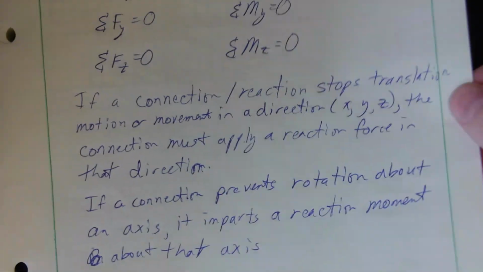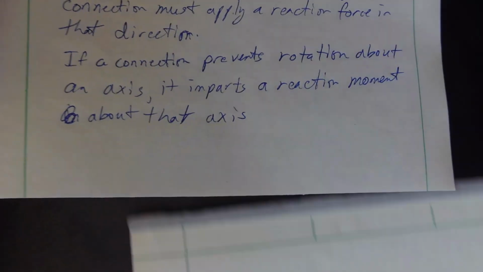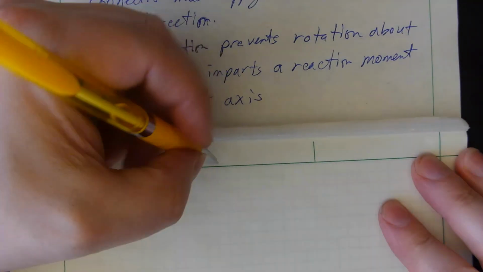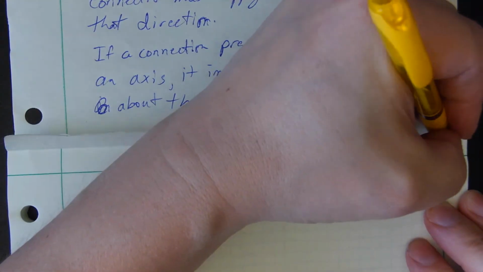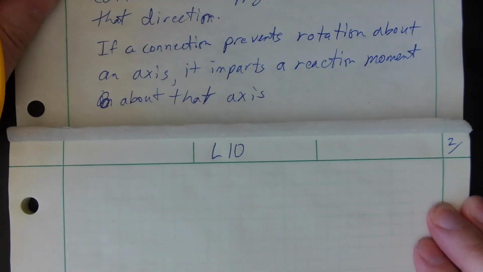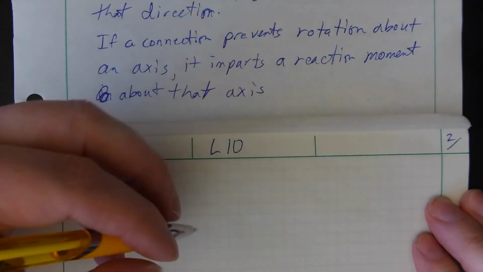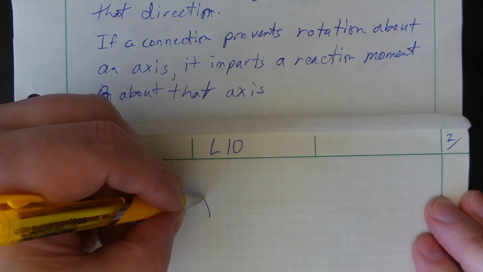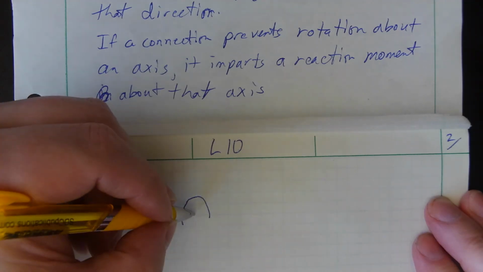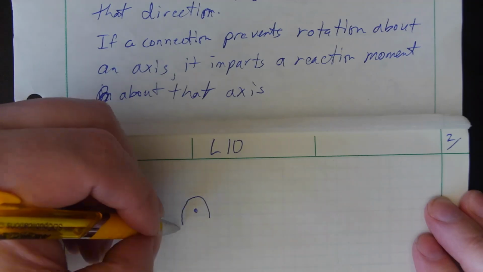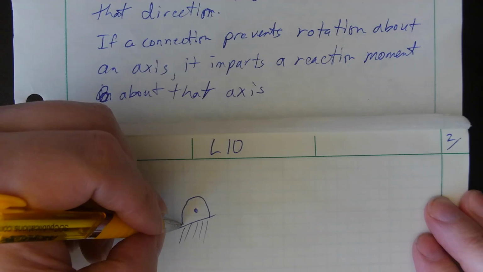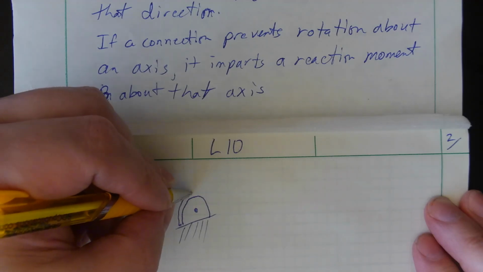What do I mean by that? Let's see what we mean by that. Let's say that I've got a pin connection or a hinge of some type. Pins and hinges are kind of synonymous. Basically, I'm going to try to draw this in 3 dimensions freehand, which is a bit of a challenge, but I think we'll get there.